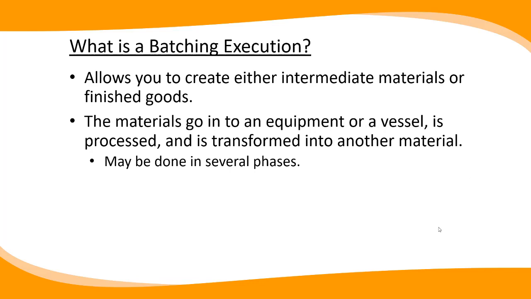What is a batching execution? This allows you to create either intermediate materials or finished goods. The raw materials go into an equipment or a vessel, are later processed, and are transformed into another material. This may be done in several phases.